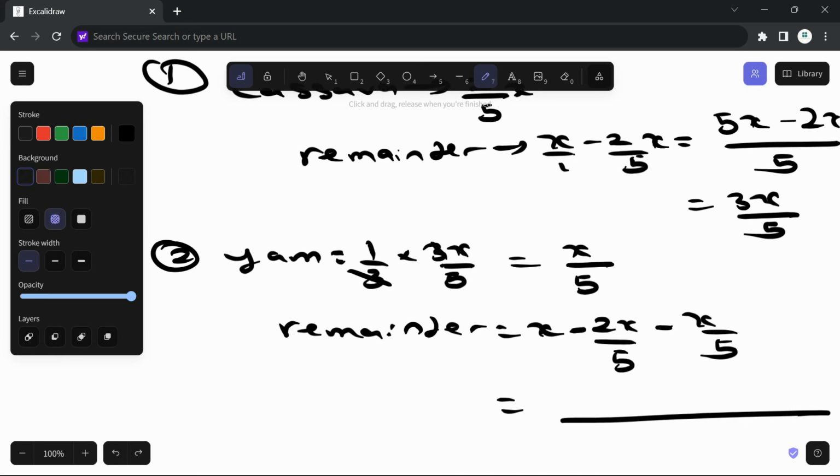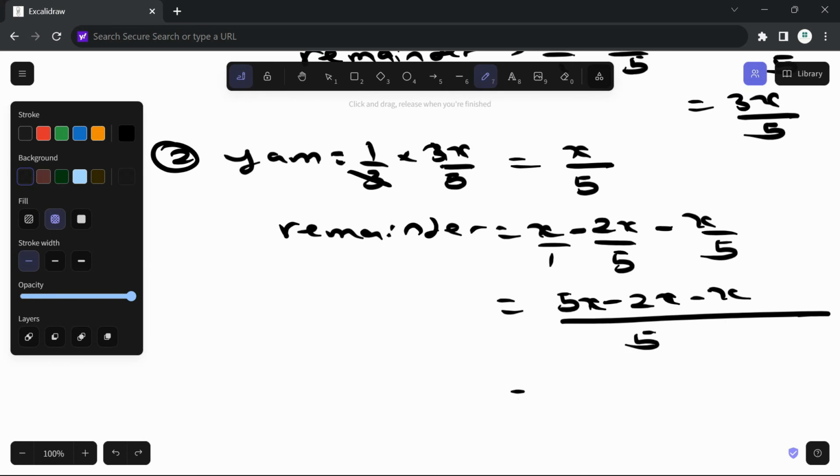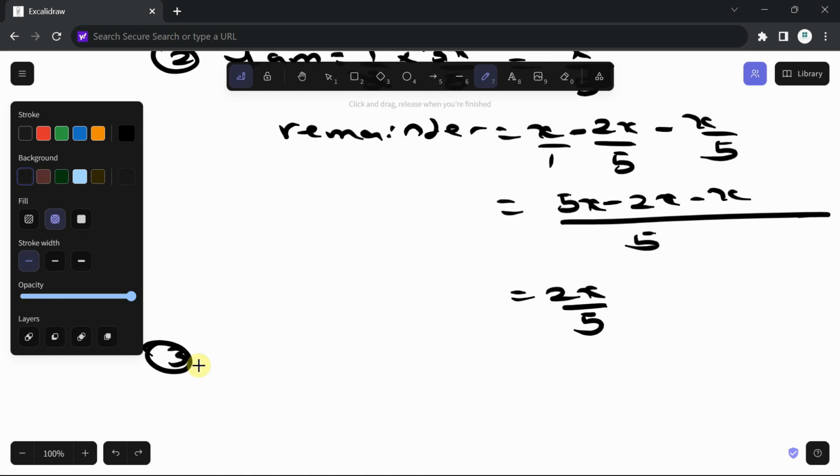If I divide both sides by 5, 5 in 1 is 5 times x is 5x. 5 in 5 is 1 times 2x, that is minus 2x. 5 in 5 is 1 times x, that is x, right? So this is 3, this is 2, right? So this is 2x all over 5. So the third one is basically he uses maize, which is the remainder, so 2x over 5.